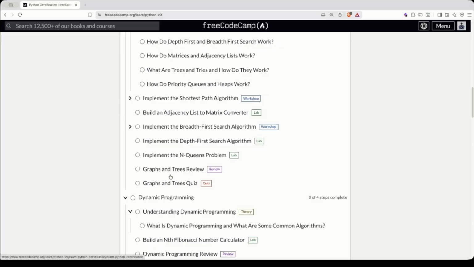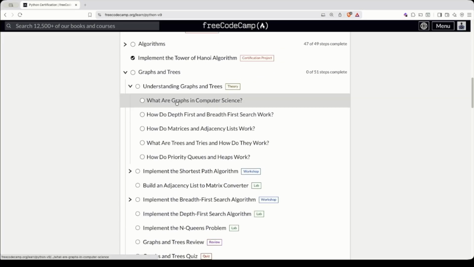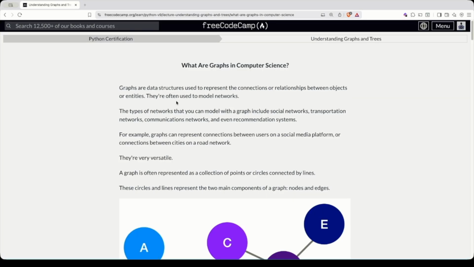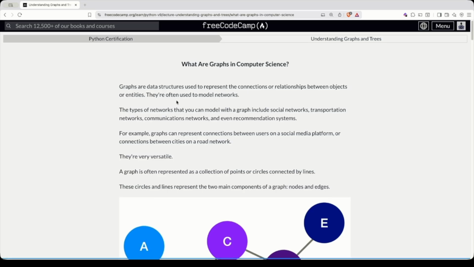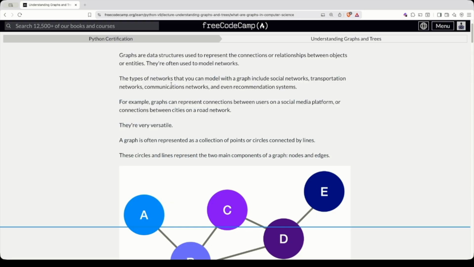So let's jump right into our what are graphs in computer science. Graphs are data structures used to represent the connections or relationships between objects and entities. They're often used to model networks. The types of networks that can be modeled with graphs include social networks, transportation networks, communication networks, and even recommendation systems. For example, graphs can represent connections between users on a social media platform or connections between cities on a road network. They are very versatile.